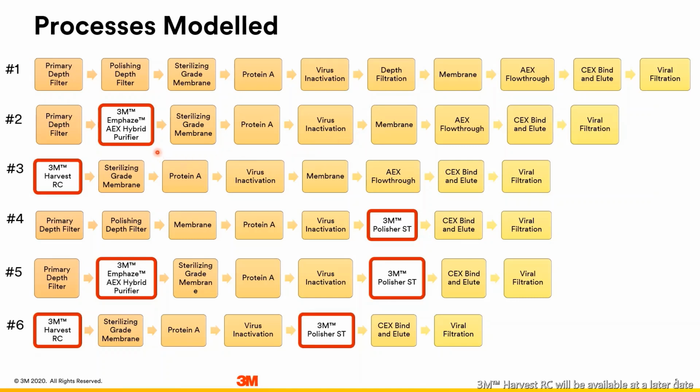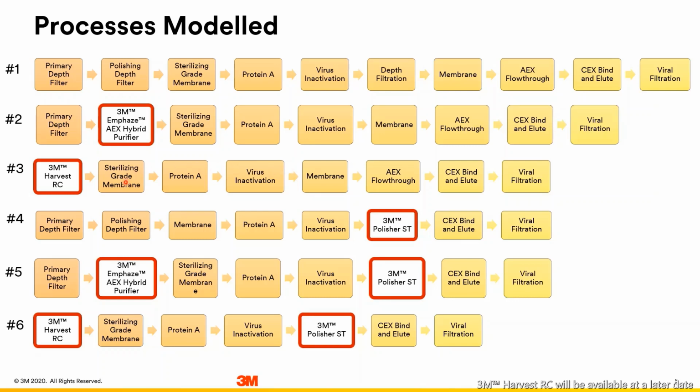The next process we looked at was further condensing the clarification with 3M Harvest RC, which is the product that I introduced to you a few slides ago. And that again is a single step anion exchange flow through clarification technology. Okay, so this is condensing the 2 clarification steps that we see in processes 1 and 2 into a single clarification step, and addressing soluble as well as insoluble impurities. And consequently, we have similar quality material to process 2 post M-phase AEX hybrid purifier, and therefore there is no depth filtration step post viral inactivation.